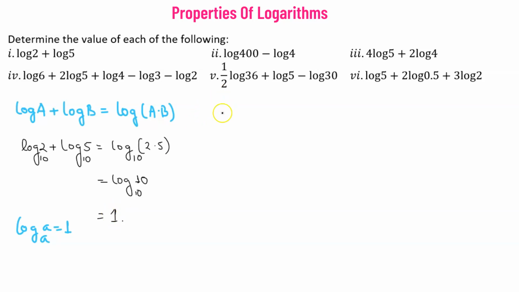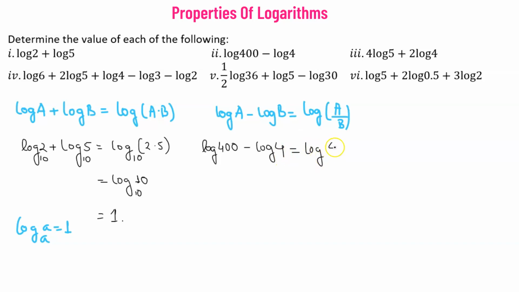Moving on to the second question. Here we have log of 400 minus log of 4. Now we will be using the formula log of a minus log of b equals log of a divided by b. So log of 400 minus log of 4 will be equal to log of 400 divided by 4. 400 divided by 4 is 100, so we have log of 100.